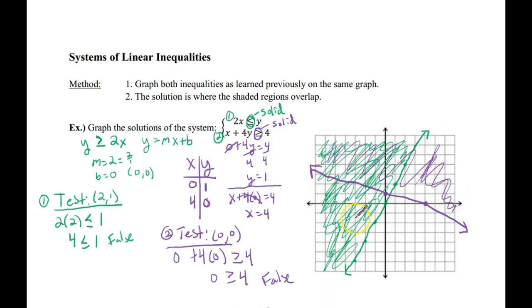So everything that I've shaded is not the answer. It's not everything. However, it is the overlap in the two. So I see I have the green color and the purple color. That is actually the solution area. So only this section here is what would make both inequalities true. Right? So to be a solution, it has to make both the first and the second inequality true. So all of these values here are the solution area.